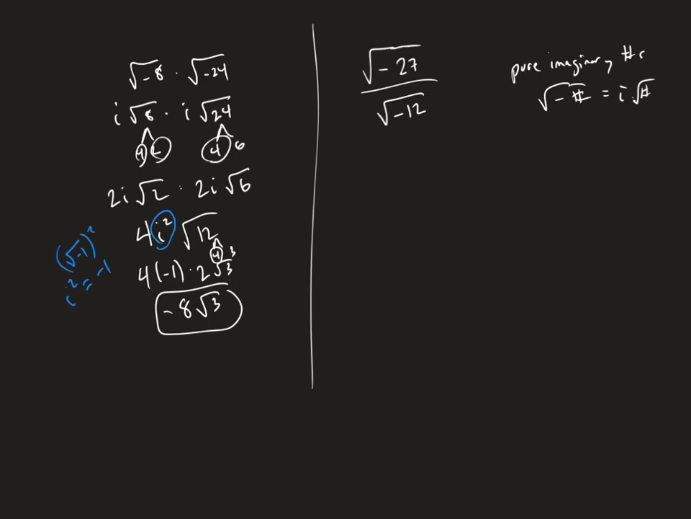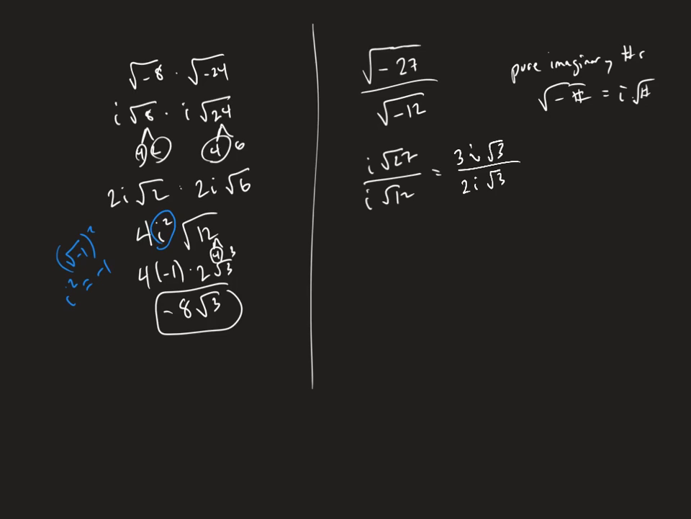So with the division, it's much the same. Simplify first. So square root of negative 27 would be i square root of 27. Square root of negative 12 would be i square root of 12, but I could break those down further. The square root of 27 is square root of 3 times square root of 9. So 3i square root of 3. And then the square root of 12 is the square root of 3 times the square root of 4. So 2i square root of 3.